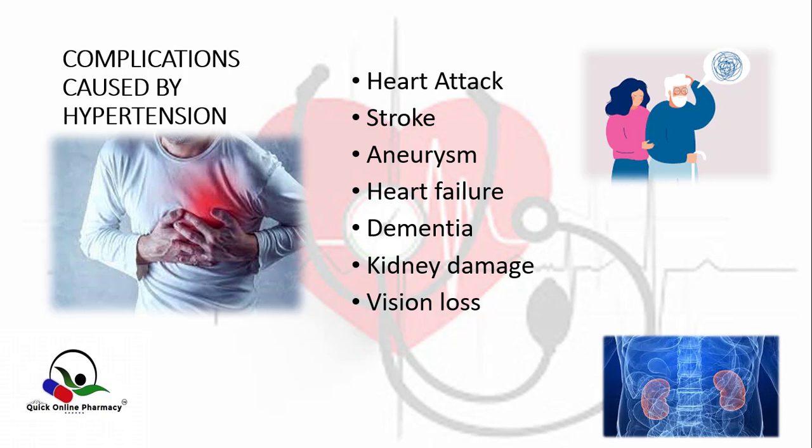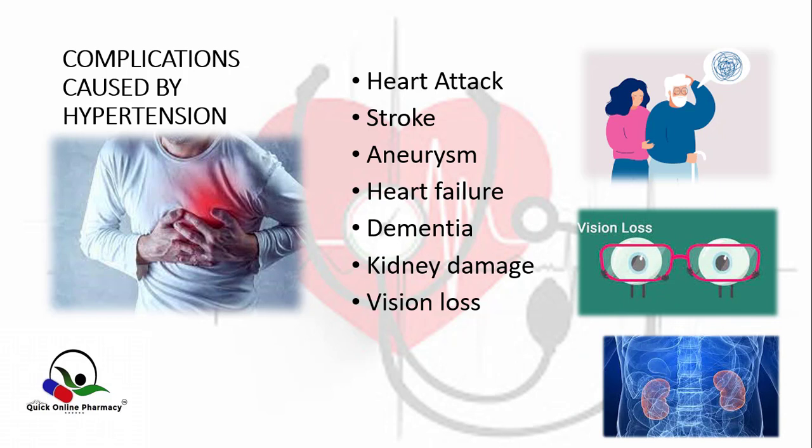Loss of vision. When you look clearly in the eyes, you can see the tiny blood vessels in the eyes. Those tiny blood vessels may also rupture due to the high pressure of the blood, which may cause someone to lose vision.